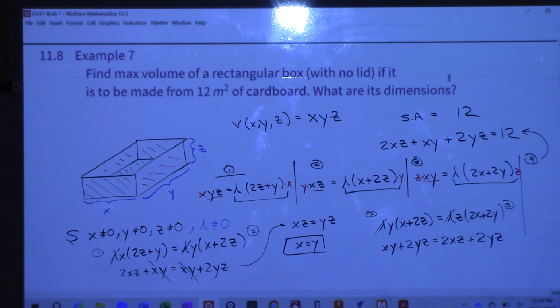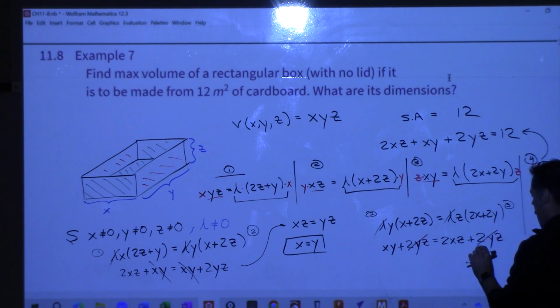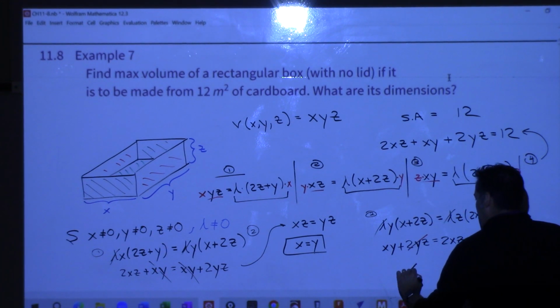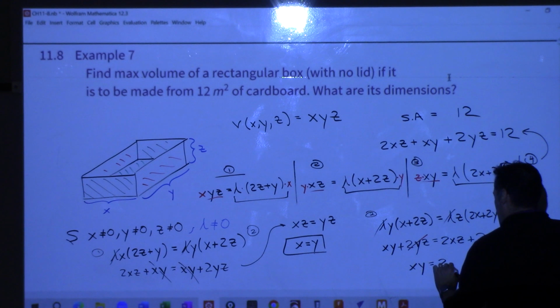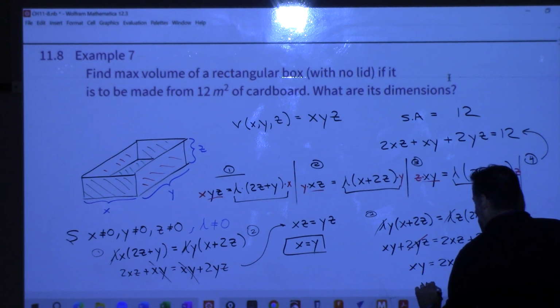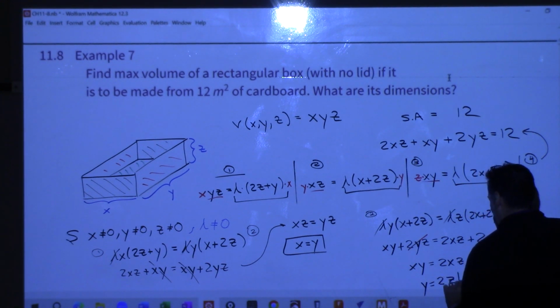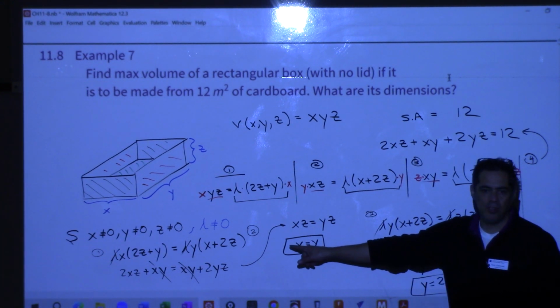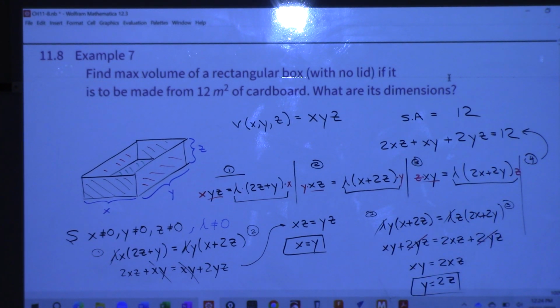Okay, does anything go away? Yes. That goes away, and so you get xy. This time you can't get rid of 2 yet. 2xz. But you can get rid of the x, so you get y is 2z. So y is 2z, but y is also 2x. Y is also x. This is actually working out pretty good, isn't it? What now?